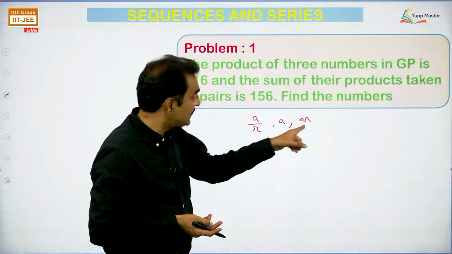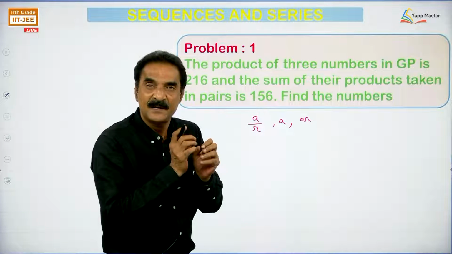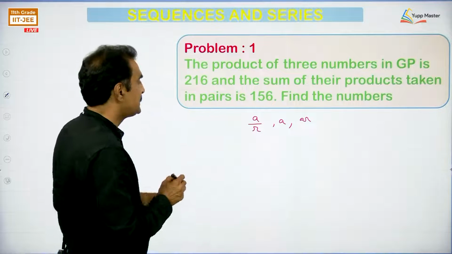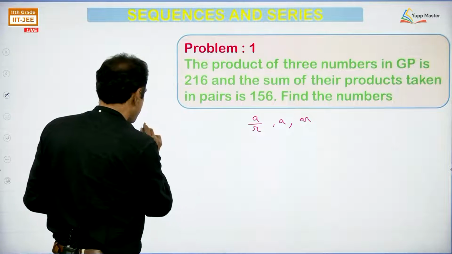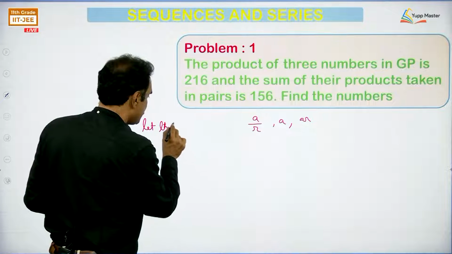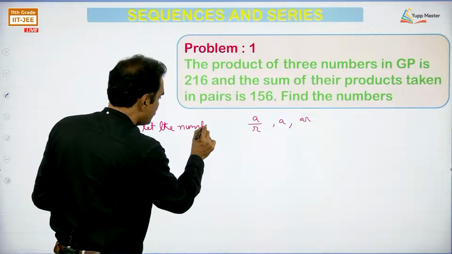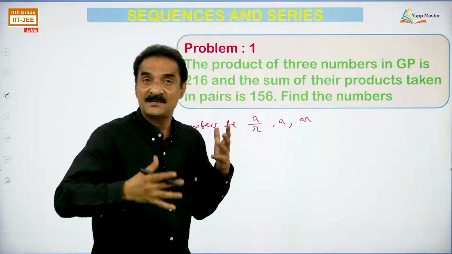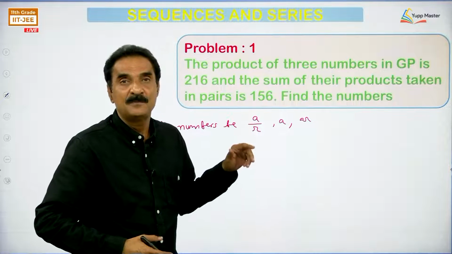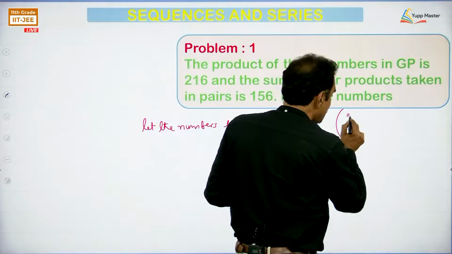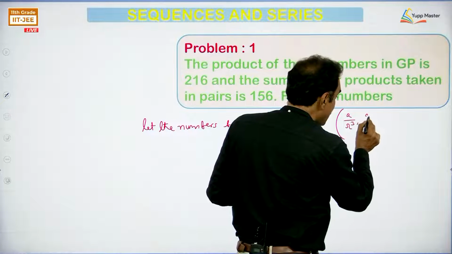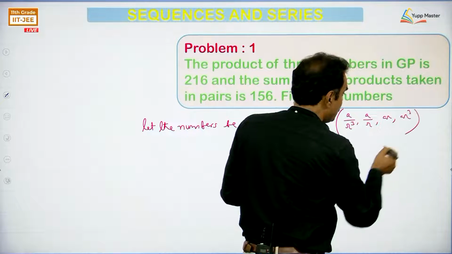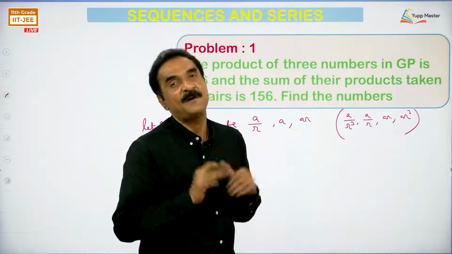Why? Because while calculating the product, the r's will cancel, and we will be getting only a. That will be easy and comfortable for the calculation. So, let the numbers be a by r, a, ar. If there are 4 numbers, how do you take them? For 4 numbers we have to take a by r cube, a by r, ar, ar cube, so that the product becomes independent of r.